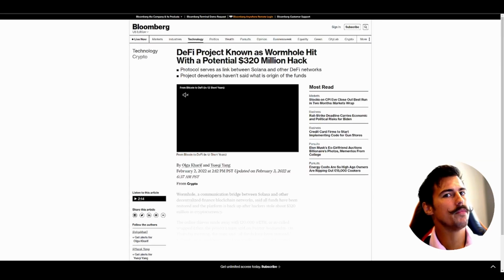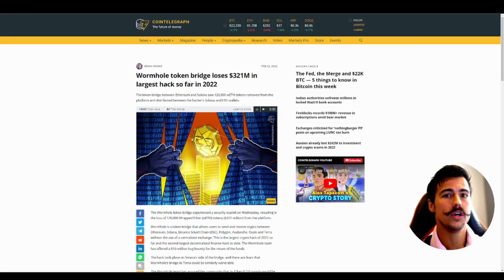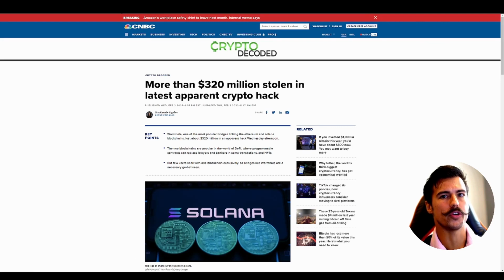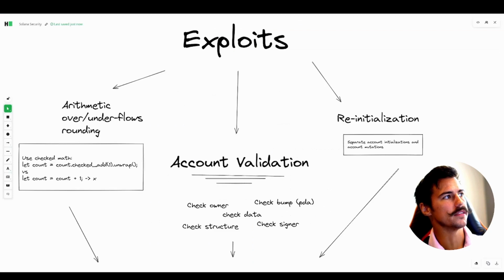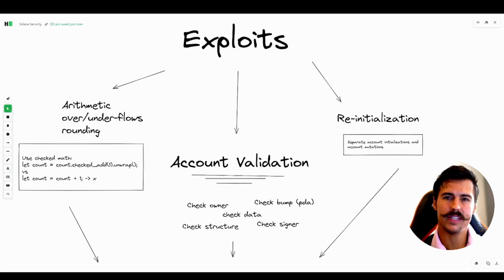Just this year, more than $320 million was stolen from the Wormhole protocol using this type of exploit. The author wasn't checking that the system program being passed in was the real deal, leading to this massive loss of funds. So if you don't want to be the next headliner, make sure you really look out for this type of exploit. Luckily, in all three of these cases, Anchor can come to our rescue.